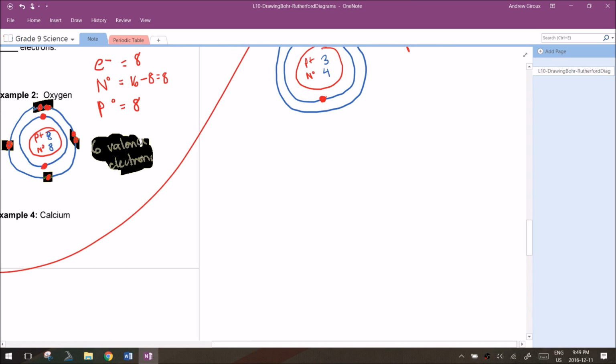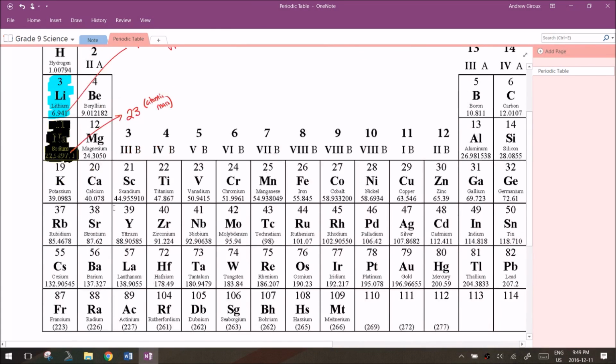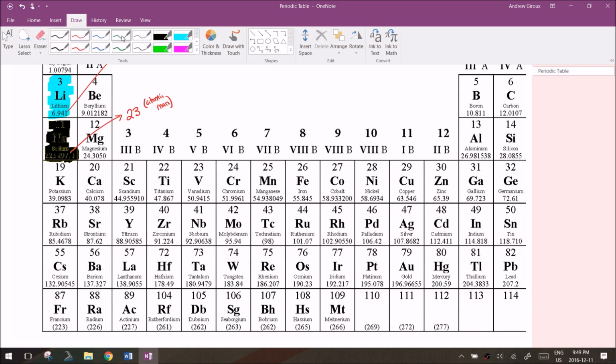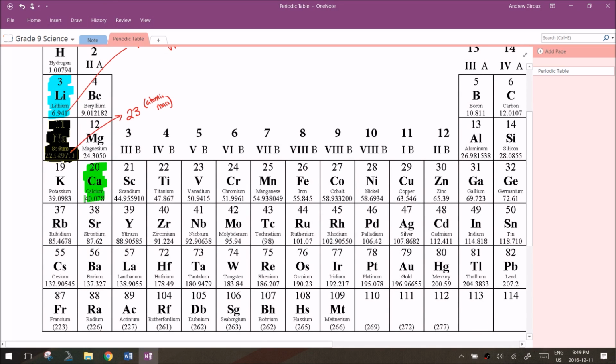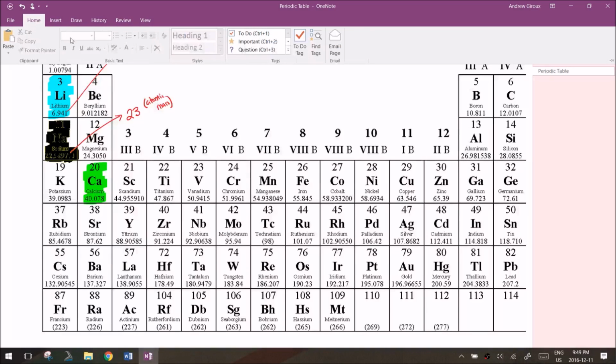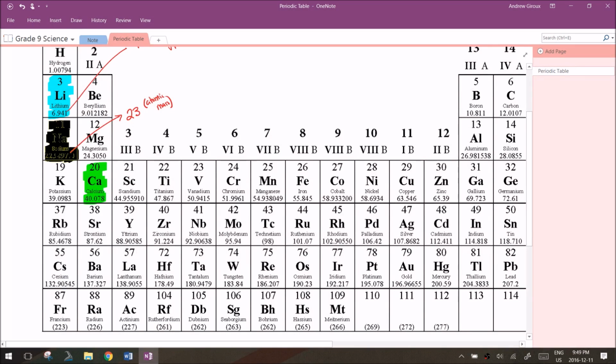Last example here, we're going to do calcium. Again, I'm just going to move it over here, since I'm tight on space. Let's go find calcium on the periodic table. Here it is. So in this case, we have an atomic number of 20, atomic mass of 40. So our atomic mass is 40.0, so we would leave the atomic mass as just 40.